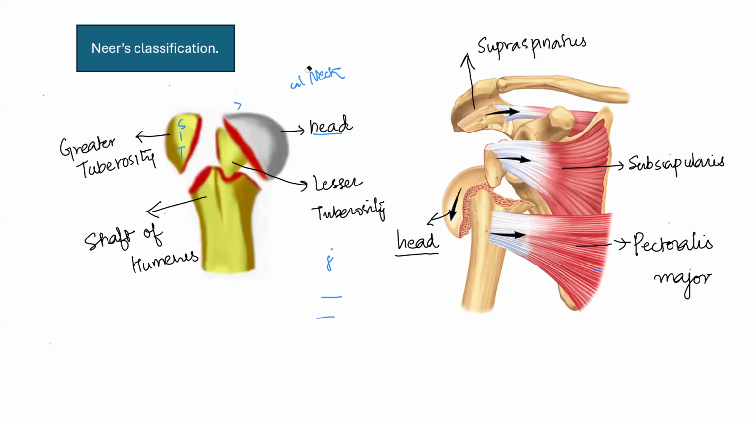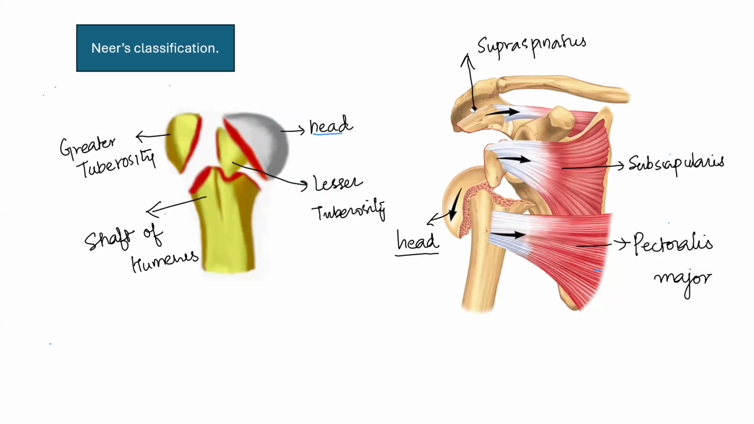If you see, we have 4 parts here. One part is the head of the humerus, greater tuberosity is 2, lesser tuberosity is 3, and the shaft of the humerus is 4. Depending on the fracture in between, it is either a 2-part, 3-part, or 4-part fracture. We classify by Neer's classification into 1-part, 2-part, 3-part, and 4-part, depending on the complexity or involvement of the fragments.